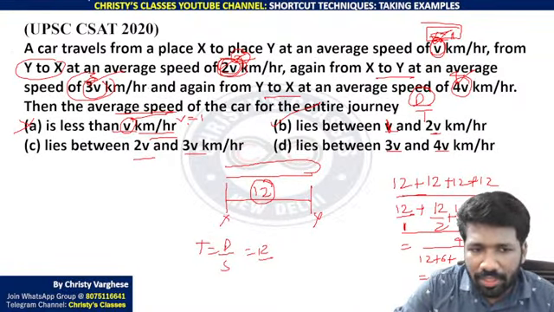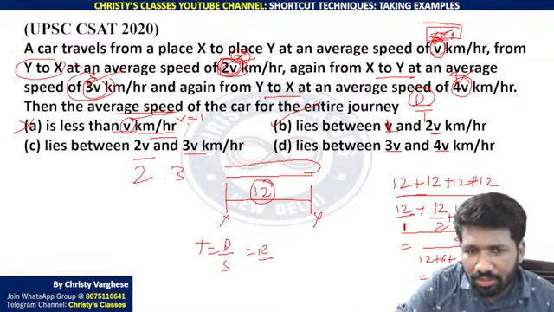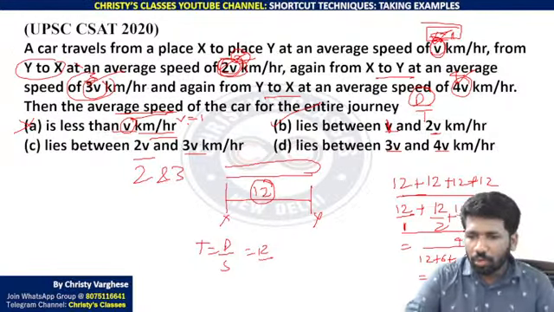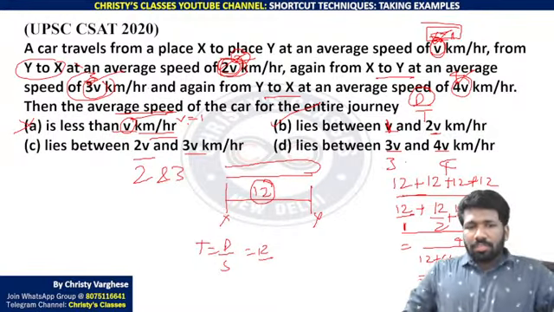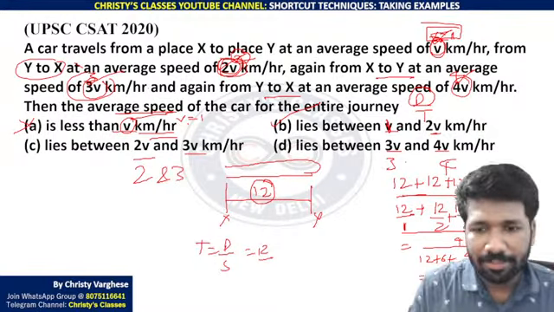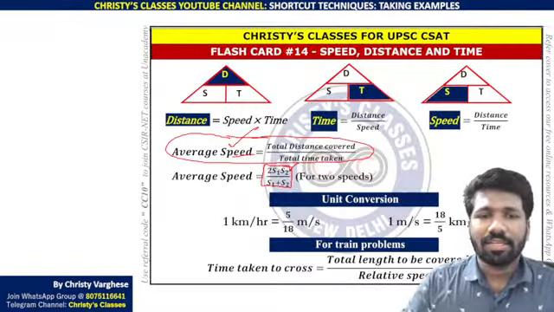Other options, 2v and 3v means here it is 2 and 3. Between 2 and 3? No, 1.92 is below 2, not between 2 and 3. This is 3 and 4. So between 1 and 2 is the correct answer. So if that is clear, you understood.